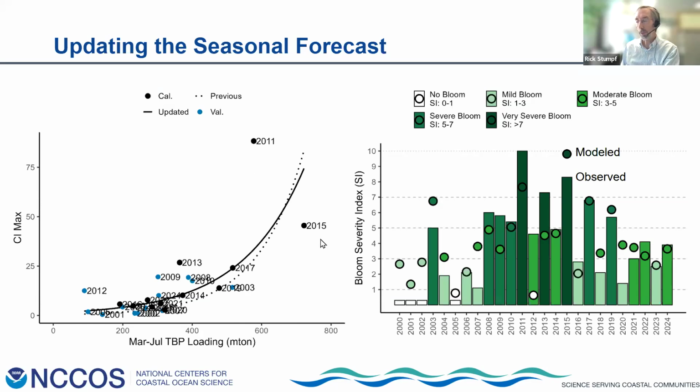That's 2017, 2011, and 2015. And then once you're down to less than about 300 metric tons, you're on the lower end. Here's the comparison between these. We focused on the recent years for the validation, 2013 to 2017. In general, it works well overall for the bloom.